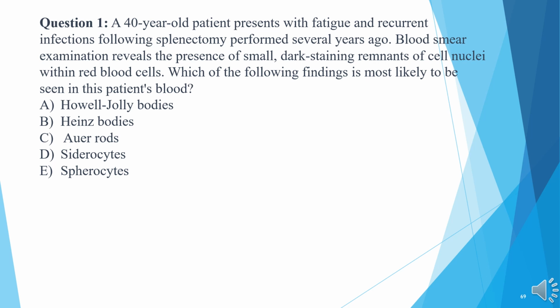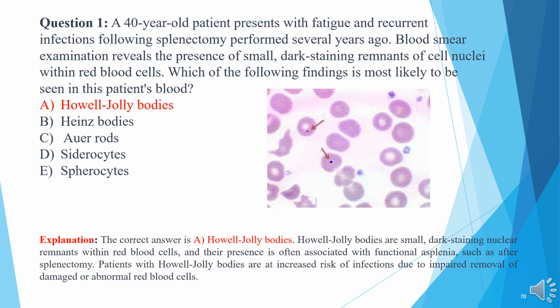A 40-year-old patient presents with fatigue and recurrent infections following splenectomy performed several years ago. Blood smear examination reveals the presence of small, dark staining remnants of cell nuclei within red blood cells. Which of the following findings is most likely to be seen in this patient's blood? A. Howell-Jolly bodies. B. Heinz bodies. C. Auer rods. D. Siderocytes. E. Spherocytes. The correct answer is A.